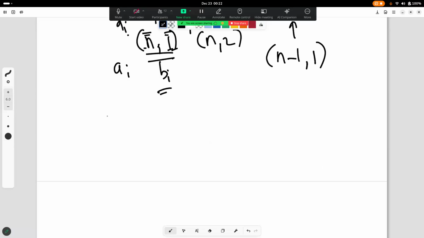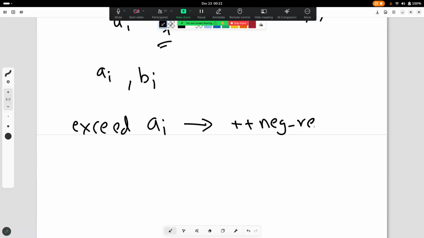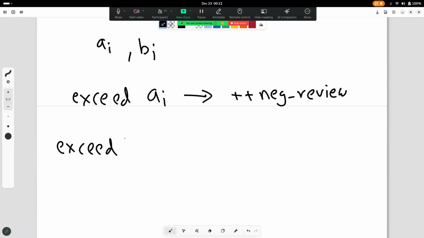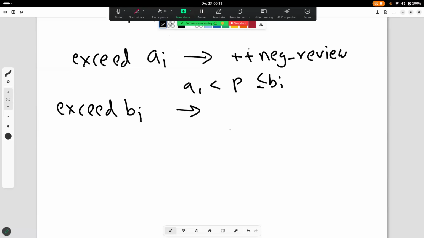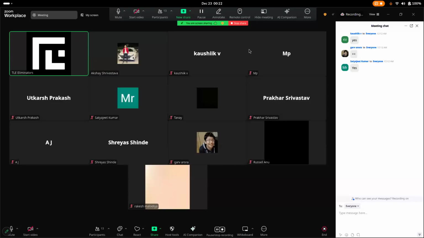What you can do is take all the A of I's and B of I's. Now, what happens when you exceed A of I? You're increasing your negative reviews. The customer would still buy your tree, but he is going to give you a negative review. What happens when you exceed B of I? The price was between A of I and less than or equal to B of I up to this point, and now it has exceeded. So in this case, you are decreasing your number of buyers, and at the same time, that buyer is no longer going to give you a negative review. Right.